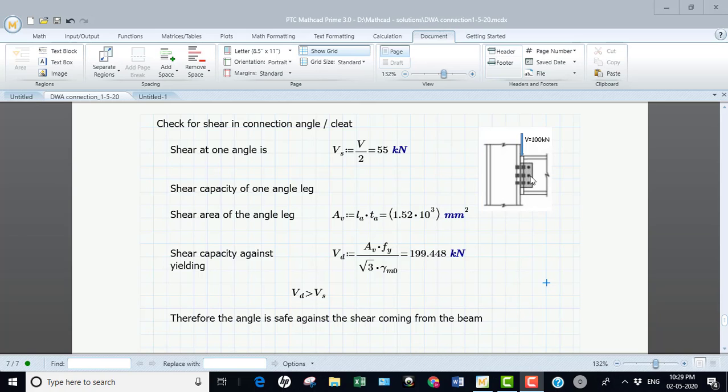It is the length of the angle times the thickness of the angle at which it undergoes shearing failure. Therefore, length of the cleat, that is 190 mm, times the thickness of the cleat, 8 mm. This is your area of cross section, and you substitute it in this expression to get the capacity of the cleat angle. This capacity is larger than the shear coming on it. Therefore, your angle is also safe to take the shear. Therefore, the connection is safe to take the given shear. This is all about the design of double web angle connection. Thank you.